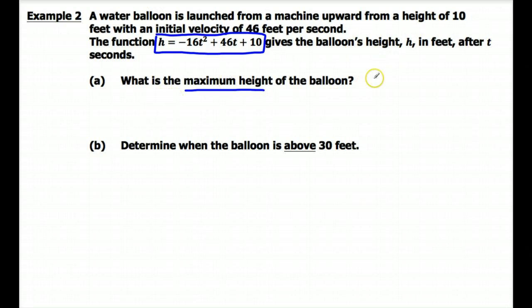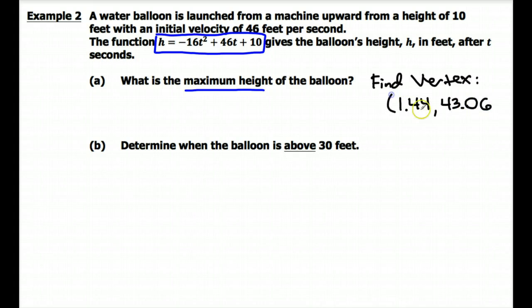Okay, so we want to find the vertex, and the vertex is at 1.44, and then actually I think if your calculator is giving you more decimal places, it comes out to be 43.06 if we go to the nearest hundredth. Okay, so that means that the maximum height of this balloon is 43.06 feet.